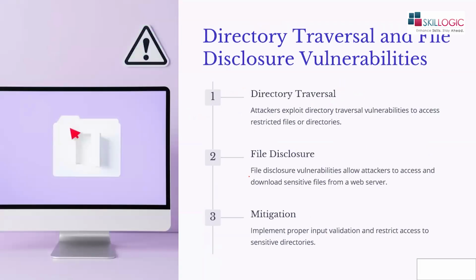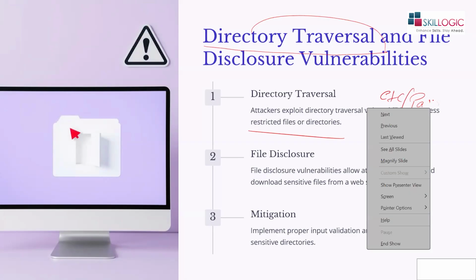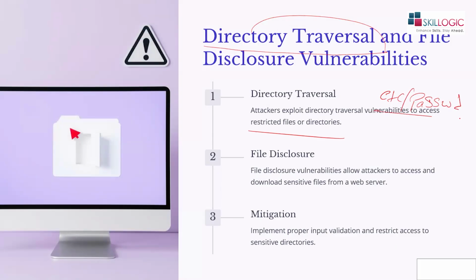Next one, directory traversal and file disclosure vulnerability. Directory traversal is a major, critical-level vulnerability. With directory traversal, you get to know what directories we have on our target server. Attackers can exploit directory traversal vulnerabilities to access restricted files and directories, such as /etc/passwd.